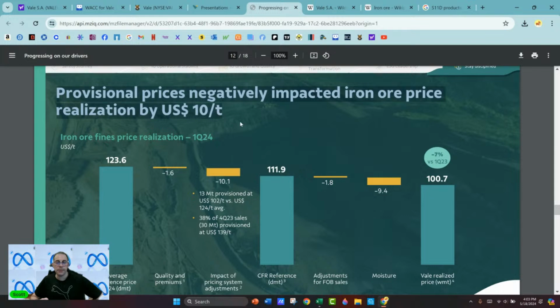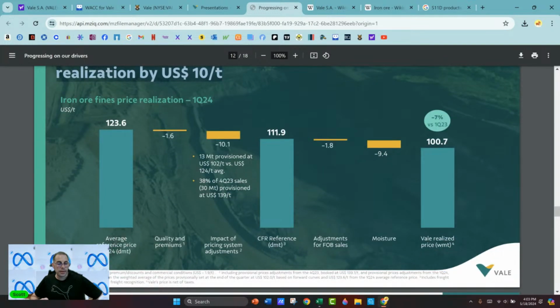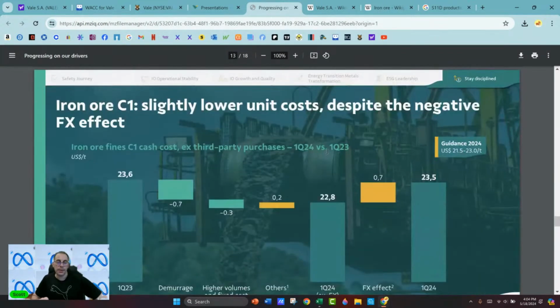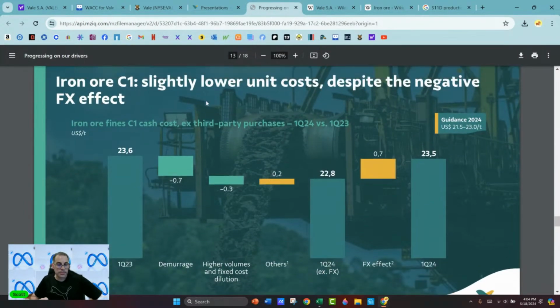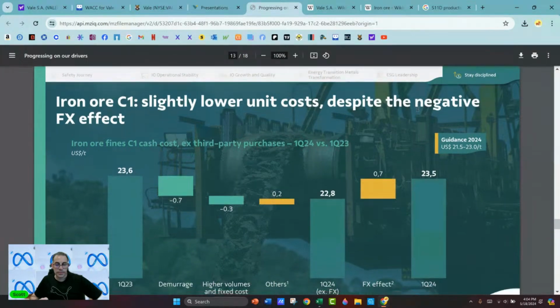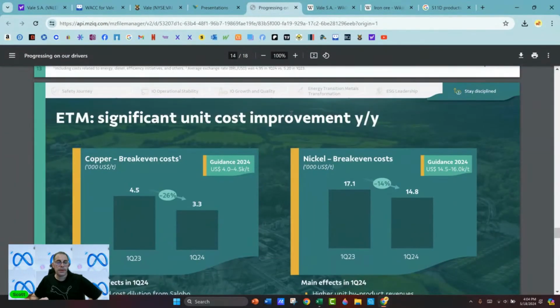The provisional prices negatively impacted the average price. So that's why prices of iron ore have decreased. So it moves a lot with the price of iron ore, the company. So the average price went from 123 to 100. So that could really impact them. So cost improvements.